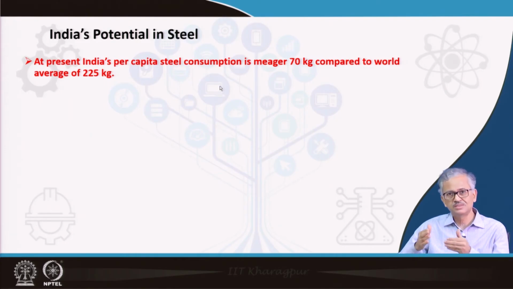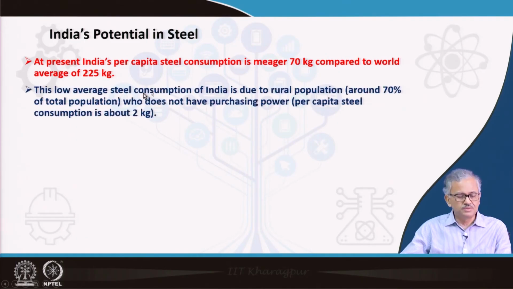That has still increased today. It was much lower, around 40 kg, and now today it is 70 kg. So we basically have a huge potential, but we have not been able to reach that level. This low average steel consumption in India is due to the rural population. Around 70% of the total population stays in rural areas, and their per capita consumption is around 2 kg of steel. So that is the major drawback.